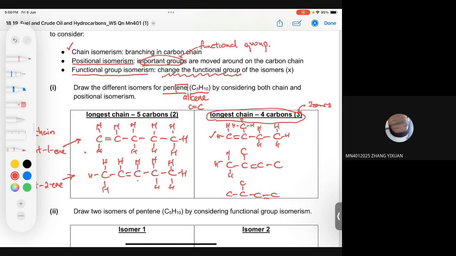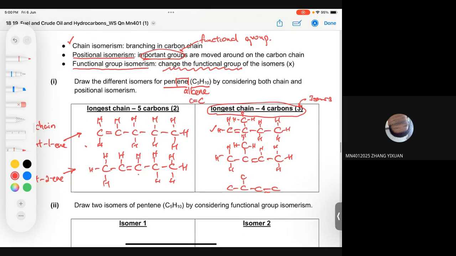Do you need me to write down all the H for this one? Can I be lazy and not write the H? Cannot. Yes, Mr. Eugene, can be lazy. Okay, so I'll leave that to you all to go and fill up.